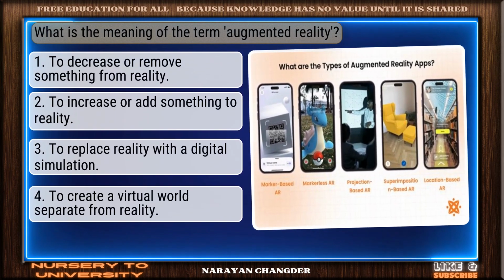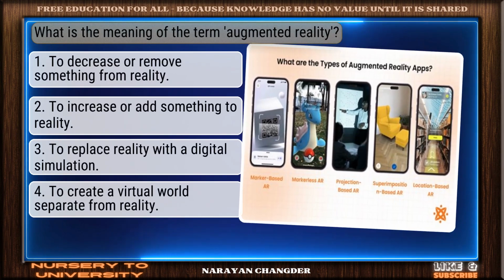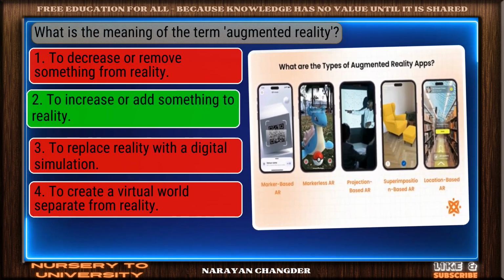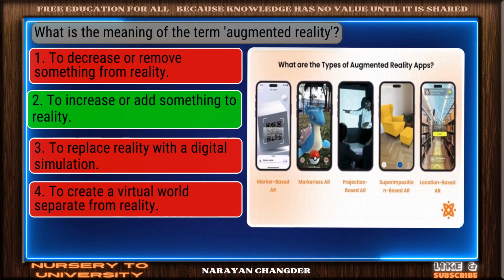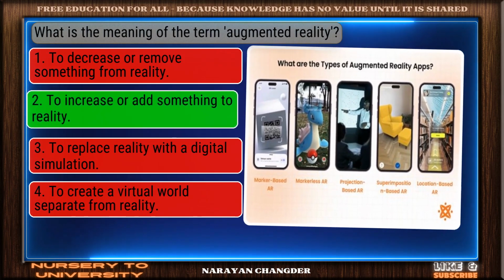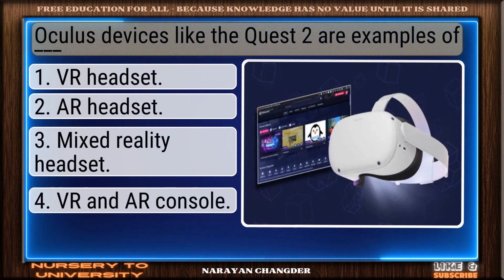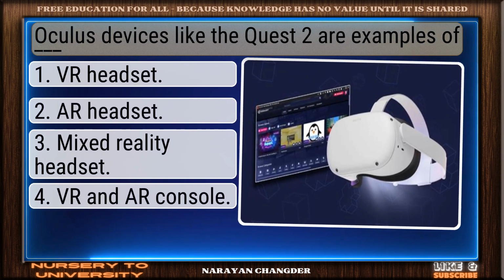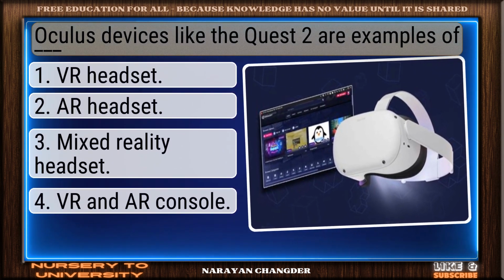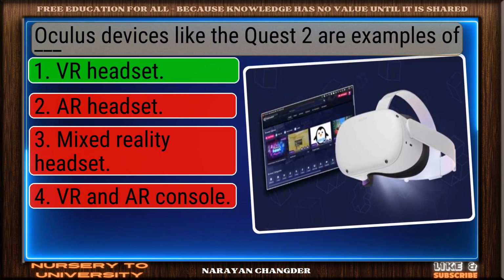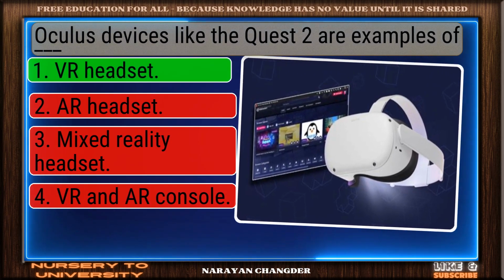Question number 49. What is the meaning of the term augmented reality? Excellent choice. To increase or add something to reality is the right answer. Question number 50. Oculus devices like the Quest 2 are examples of dash. Smart pick. VESA headset is the correct choice.